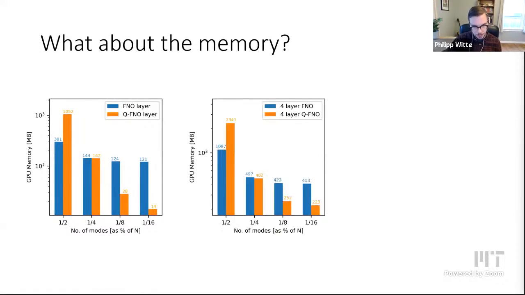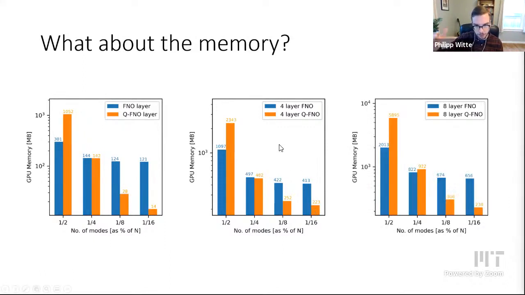If you stack a couple of these layers, the benefit obviously becomes a little less, because in the first and last layer you still have to do the mode subsampling and the zero padding. So that becomes a little less, but it's still about half or less. And then the more layers you stack, obviously that advantage becomes bigger again. So if you stack 8 layers, your memory savings become larger again.